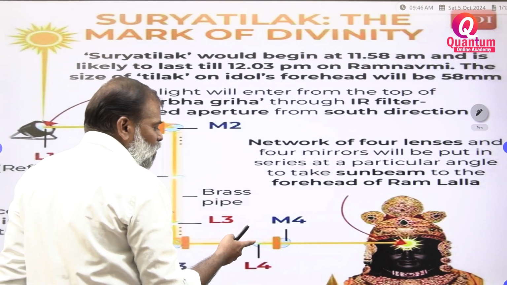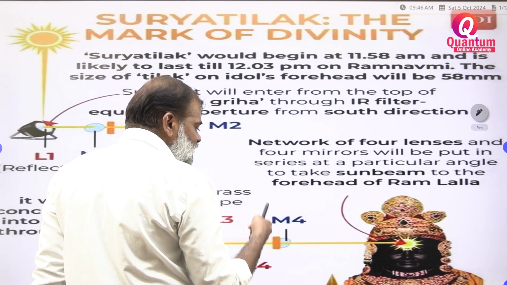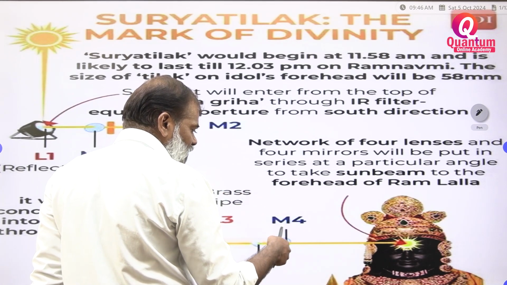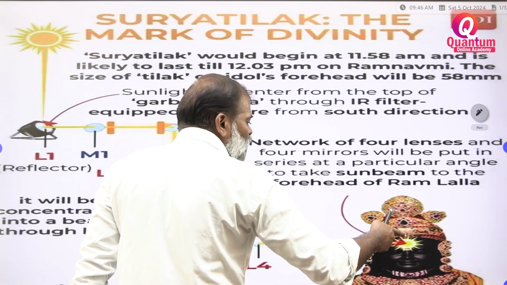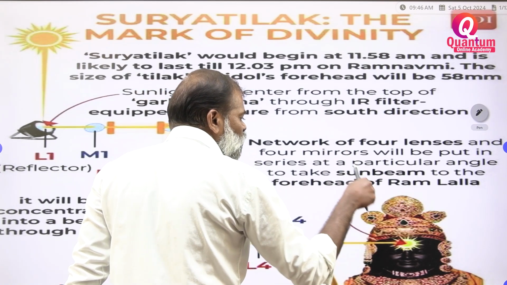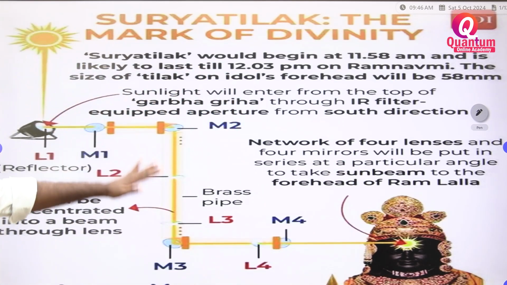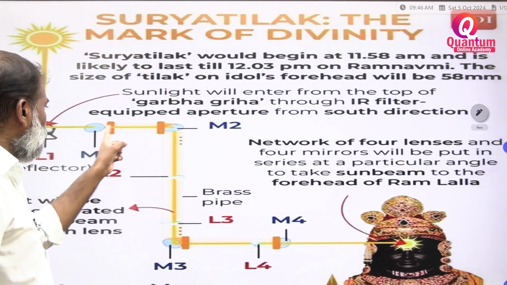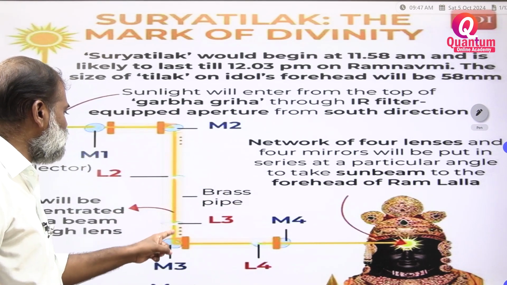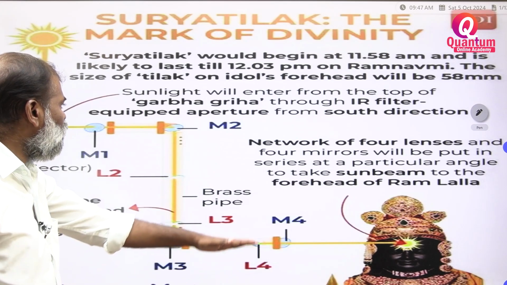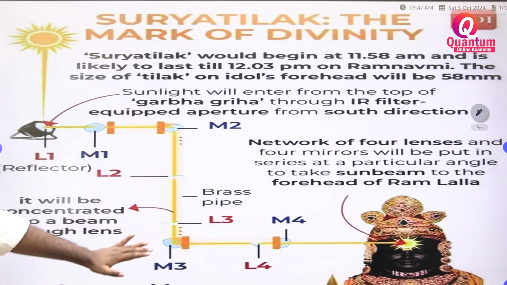The L4 light ray is incident on M4, that is mirror 4. Through mirror 4, it goes directly to the forehead of Lord Sri Rama. So this is the science behind it. It is a periscope-like structure. A periscope has only two mirrors, but here there are four mirrors and four lenses. This is the outlook of it.